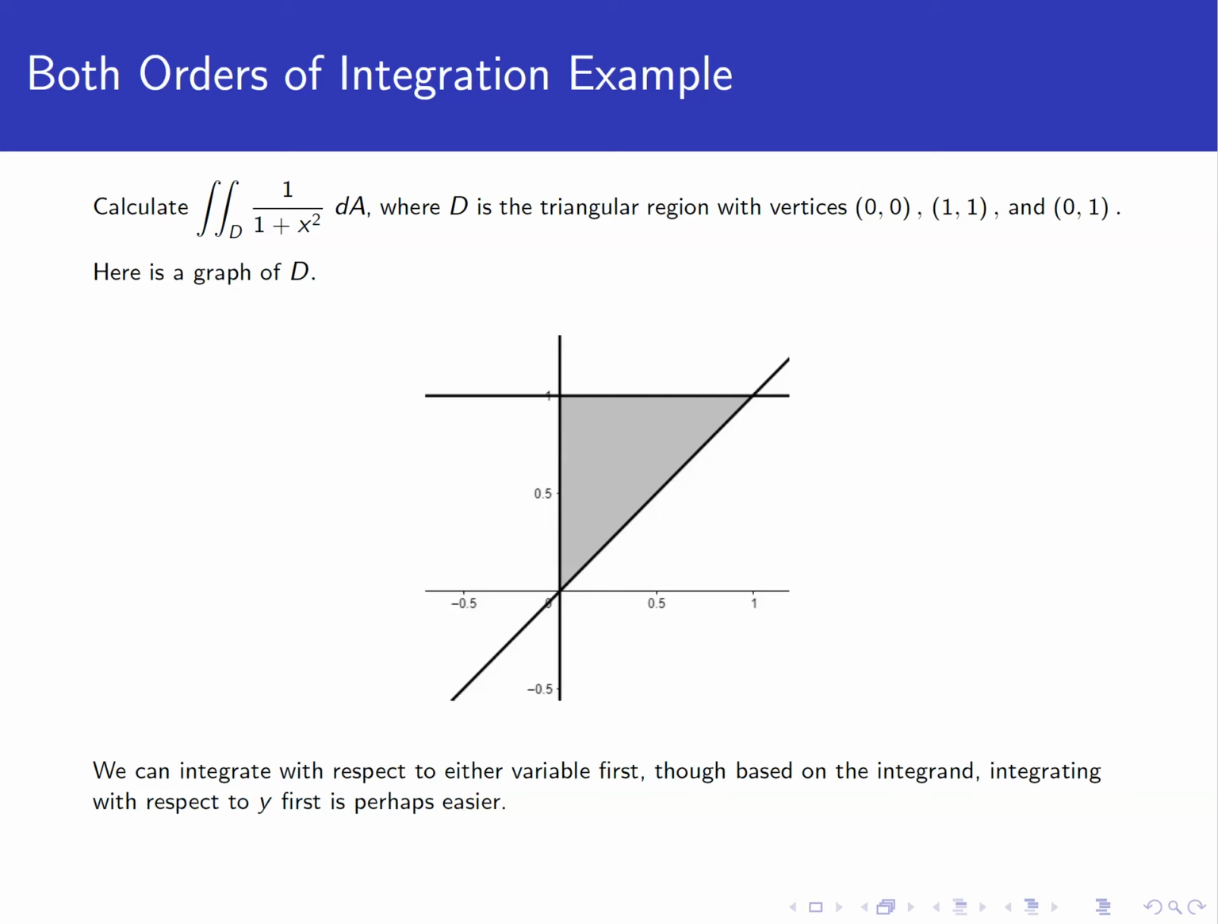In this video, we're going to look at setting up a double integral in both orders of integration, either with respect to x first and then with respect to y, or vice versa. So let's look at the double integral of 1 over 1 plus x squared, where the region that we're integrating over is the triangle with vertices (0, 0), (1, 1), and (0, 1). So here's what a graph looks like.